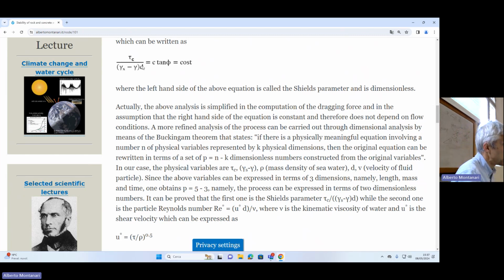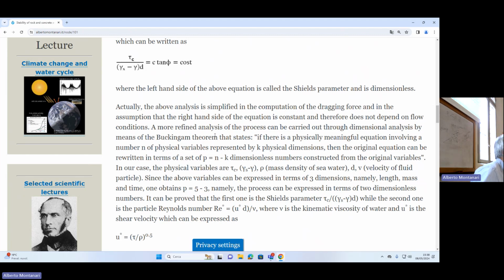And this is called the Shields number. This is why this relationship is written in this way, because Shields wanted to write it in a dimensionless form. So this is a Shields number. But there must be another dimensionless number to be included here, which means that the right-hand side is not constant, but must depend on the second dimensionless number.